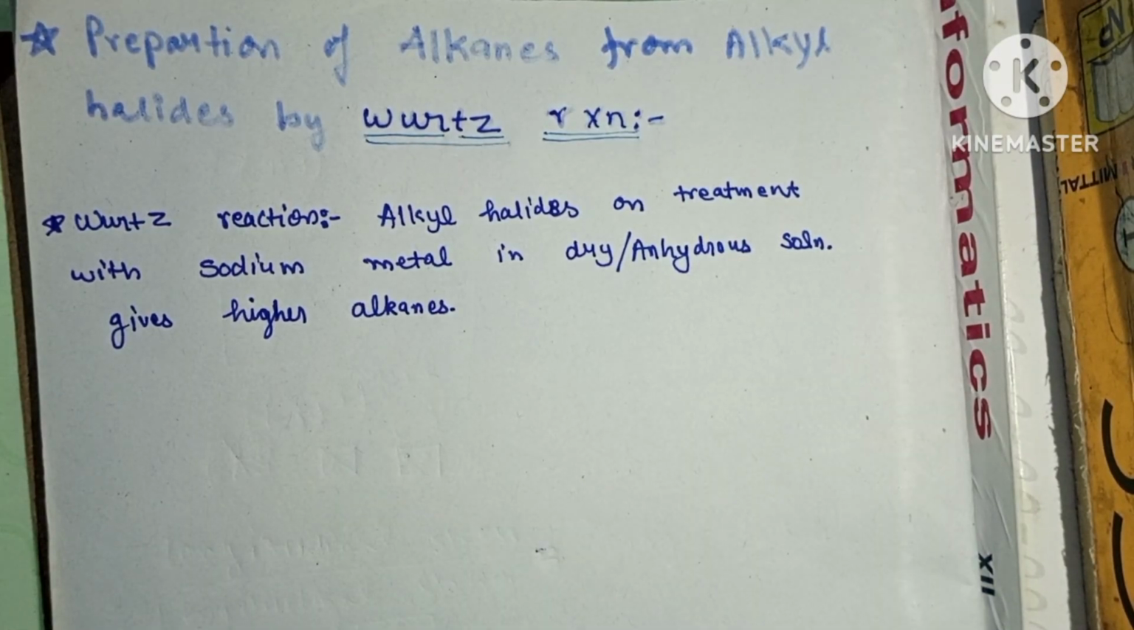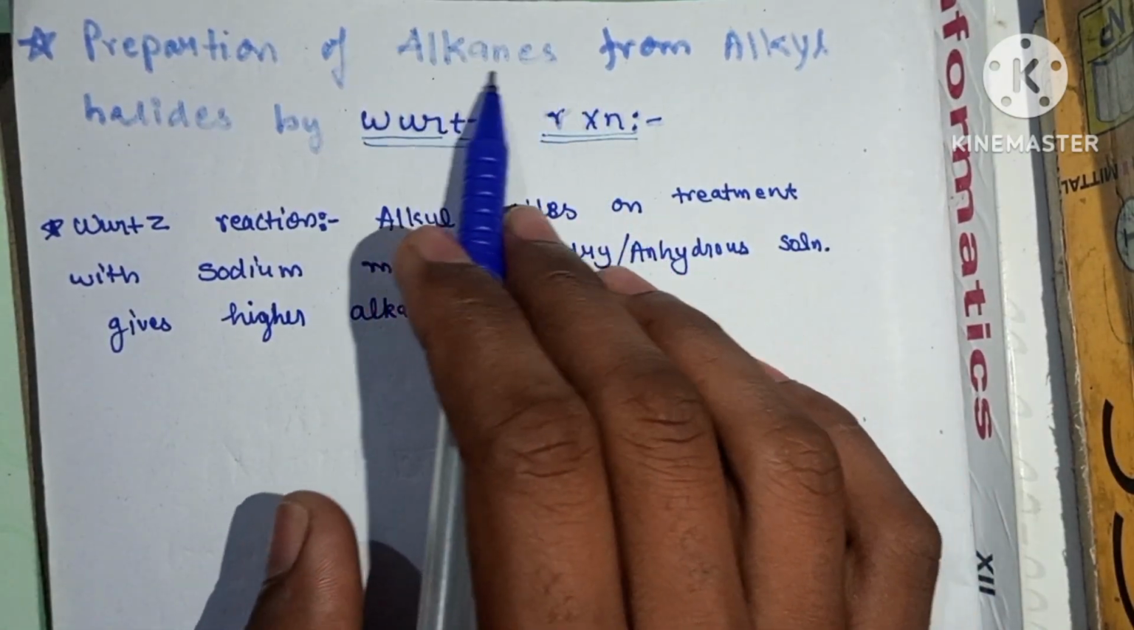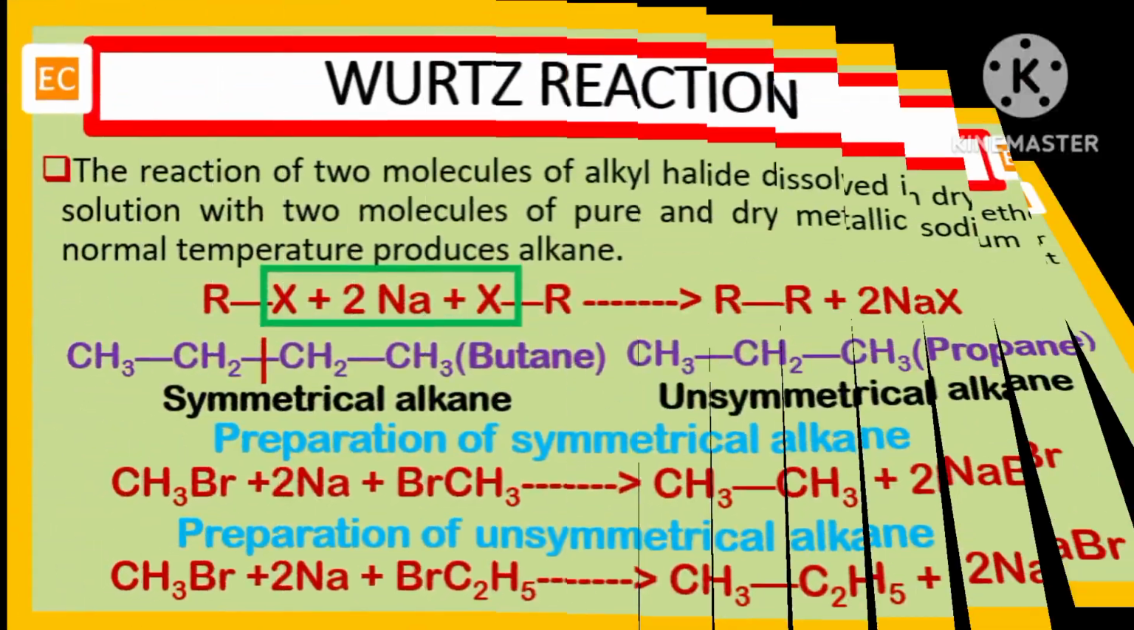Now we will see the preparation of alkanes from alkyl halides by Wurtz reaction.